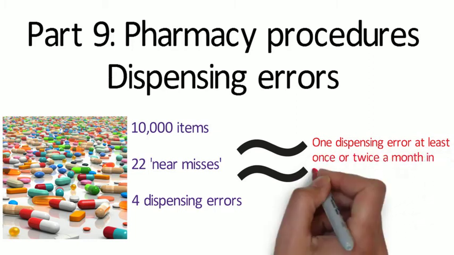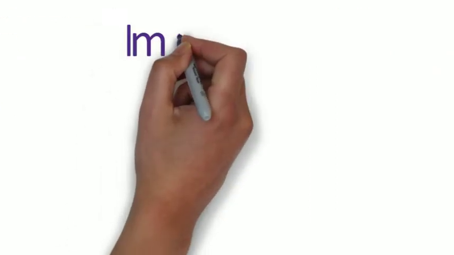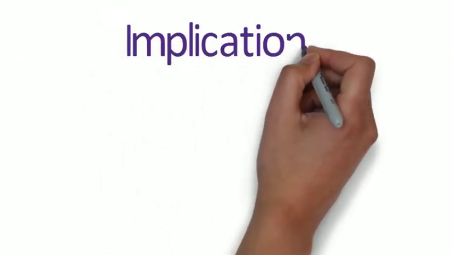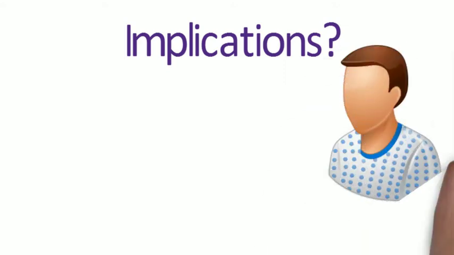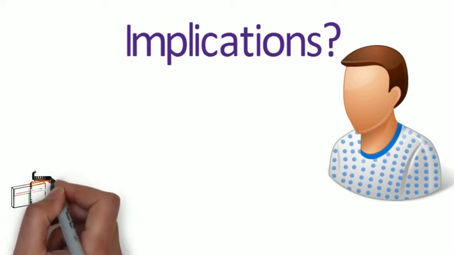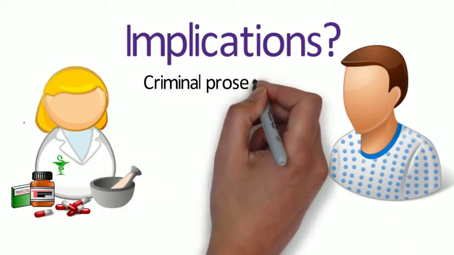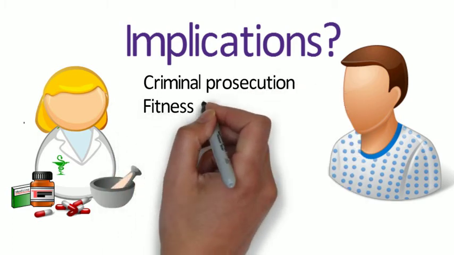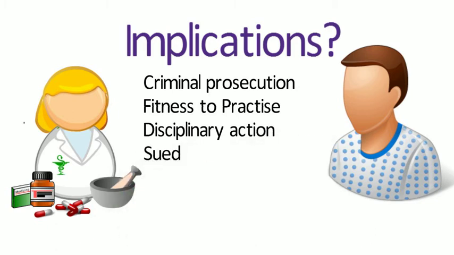Now, thinking about the implications of dispensing errors. On a patient, obviously patient safety may be compromised depending on the details of the specific error. The pharmacist also could be subject to criminal prosecution, they could be subject to fitness to practice action, they could also be subject to disciplinary action by the NHS, and they can be sued by the patient. So there's loads of things really that a pharmacist needs to consider if they are involved in a dispensing error.